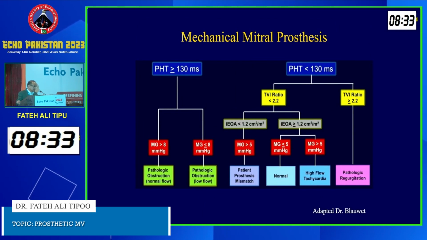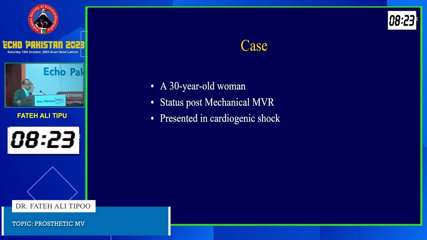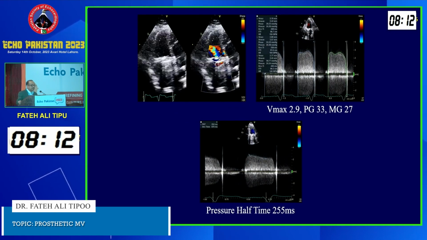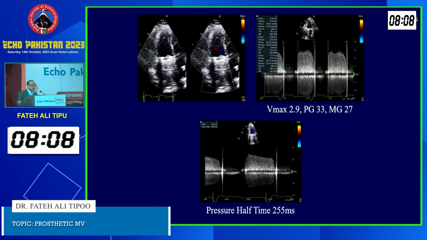Again, it is similar to the other one, but the TVI ratio cutoff is less than 2.2 rather than 2.3. Coming to the mechanical prosthetic valve, this is an example of a 30-year-old woman, status post mechanical mitral valve replacement, who presented with cardiogenic shock. Here you can see on the 2D examination that the valve mobility is very much restricted and there is something probably sitting on the valve.